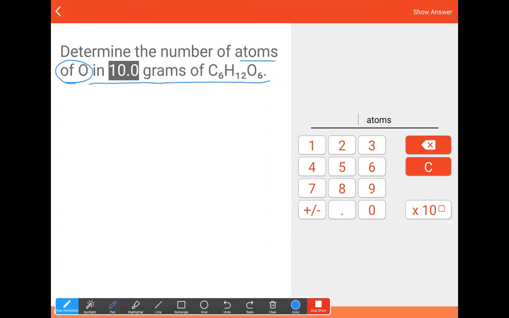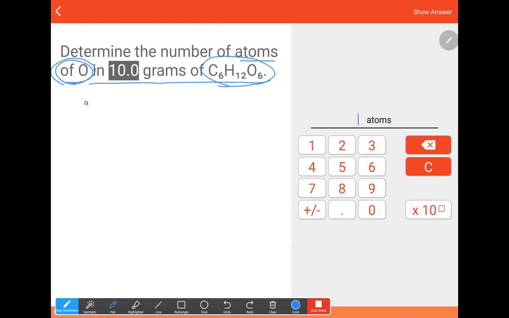Then the conversion is not just moles to atoms, but we have to do a mole ratio. How many moles of this molecule compared to moles of oxygen? And then we can go to atoms of oxygen. So we're going to do a conversion. So here's my unit plan.